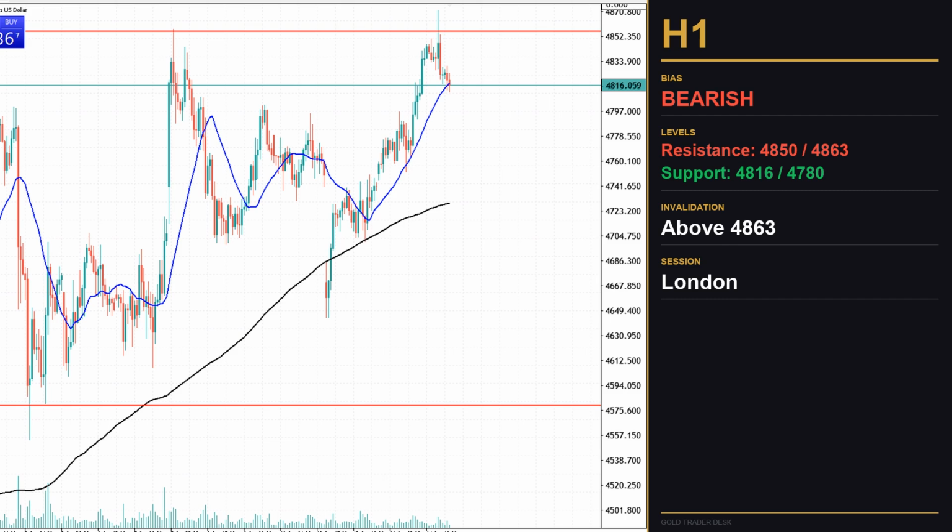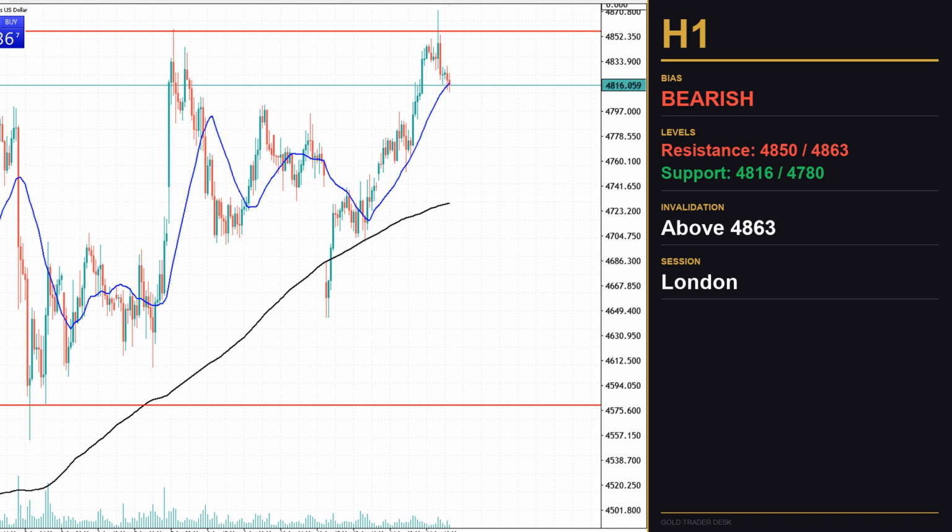The London session presents the highest probability for bearish continuation, as European traders often drive significant momentum moves in gold. A failure to hold 4,816 would likely trigger stops and accelerate the move towards 4780.